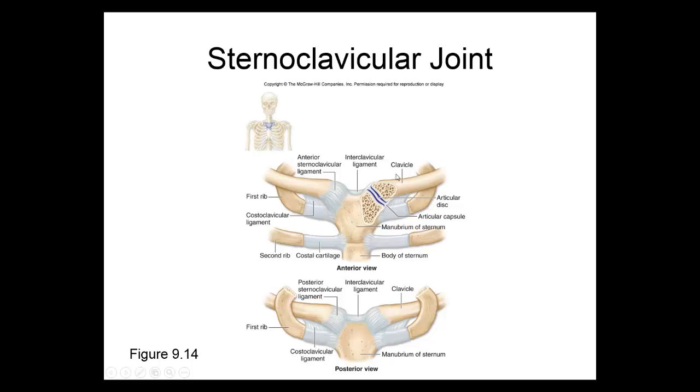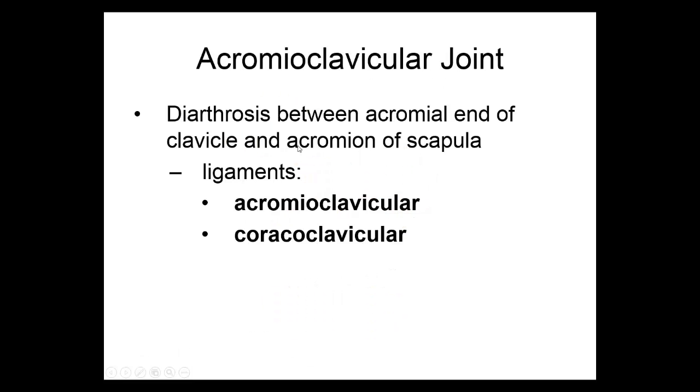Again, the sternoclavicular joint is one of those joints where you have an articular disc. And once again, the sternoclavicular joint, if you think about it, allows only one type of gliding. So it's kind of a planar joint. Okay.